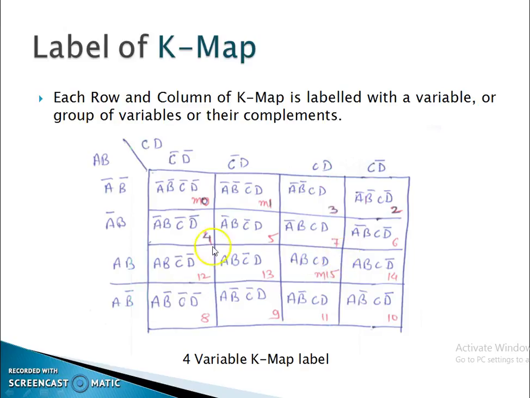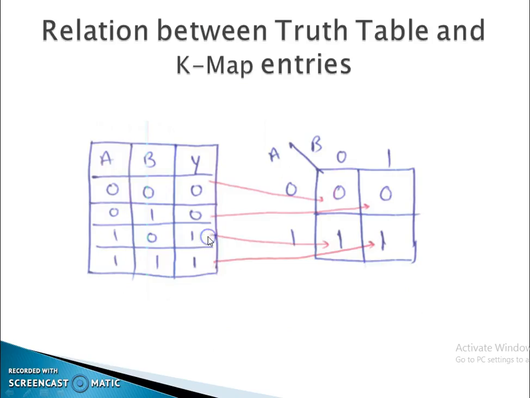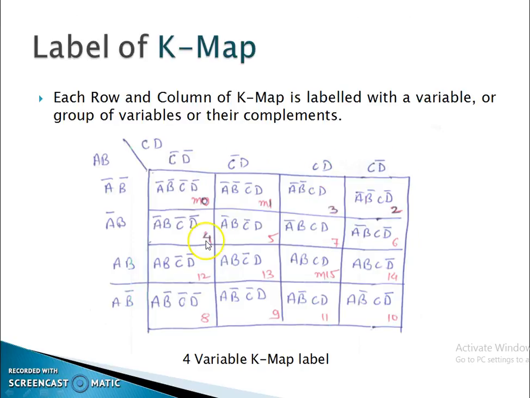Why is it here? As this is M0, M1, M2 and M3. Here it is M4, sorry, here it is M4, M5, M6 and M7. And again in the rows also we have exchanged, we are using gray code. So AB complement will be here and AB will be here. So the 8th min term will be here, 9 here, then 10, then 11 and then 12 will become here, 13, again here 14 and then 15. Okay.